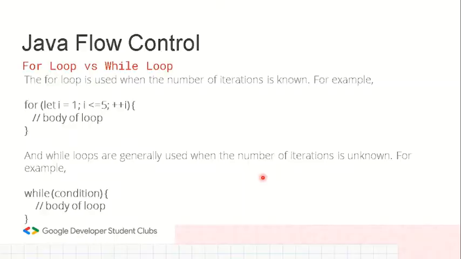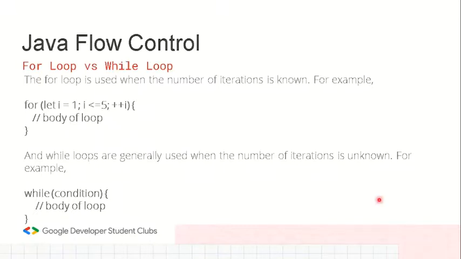So when to use a for loop or a while loop? The for loop is used when the number of iterations is known. That means we know when to stop the loop execution. And as for the while loop, it is generally used when the number of iterations is unknown. So we don't know when the loop will stop.